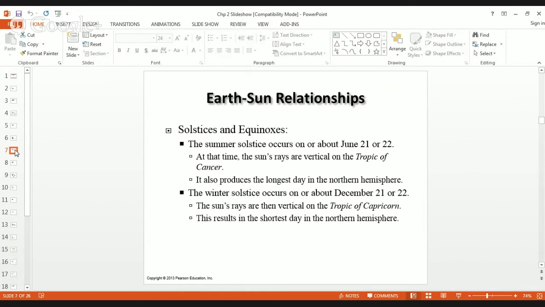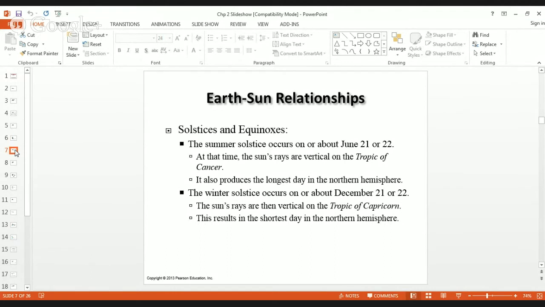Moving on, we have particular dates that were mentioned in the last slide. Please work on committing these to memory. We have June 21st, 22nd, December 21st, 22nd for our solstice, summer solstice and winter solstice respectively. We have specific latitudes that we need to understand, not only the numerical value of, but the names of. Tropic of Cancer in the northern hemisphere, Tropic of Capricorn in the southern hemisphere. Both are 23.5 degrees latitude.